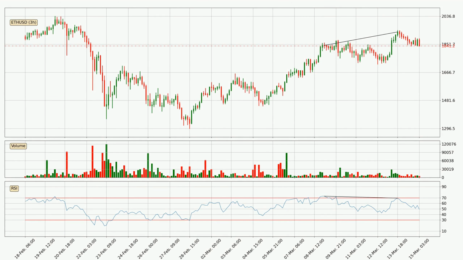On the lookout for divergences in the 3-hourly time frame. Owing to a bearish divergence, the price could go down from now on or at least remain stable for the time being.